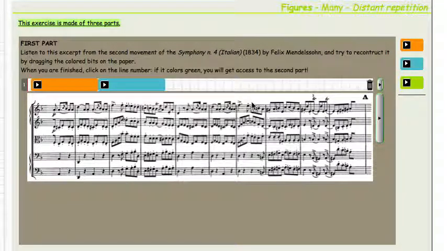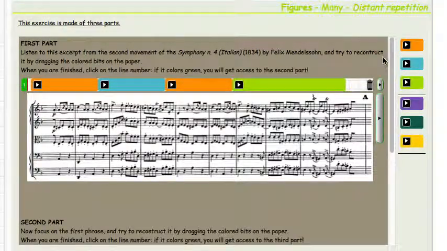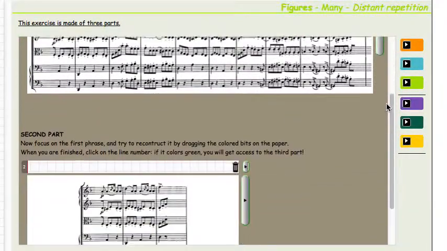So we continue with the second one, and then what happens? Well, the first fragment repeats itself there, and then we have another one. So our distant repetition, well, we can find it here because this first fragment repeats identical there. Let's check if everything is in place. It is, so the second part is now unlocked.